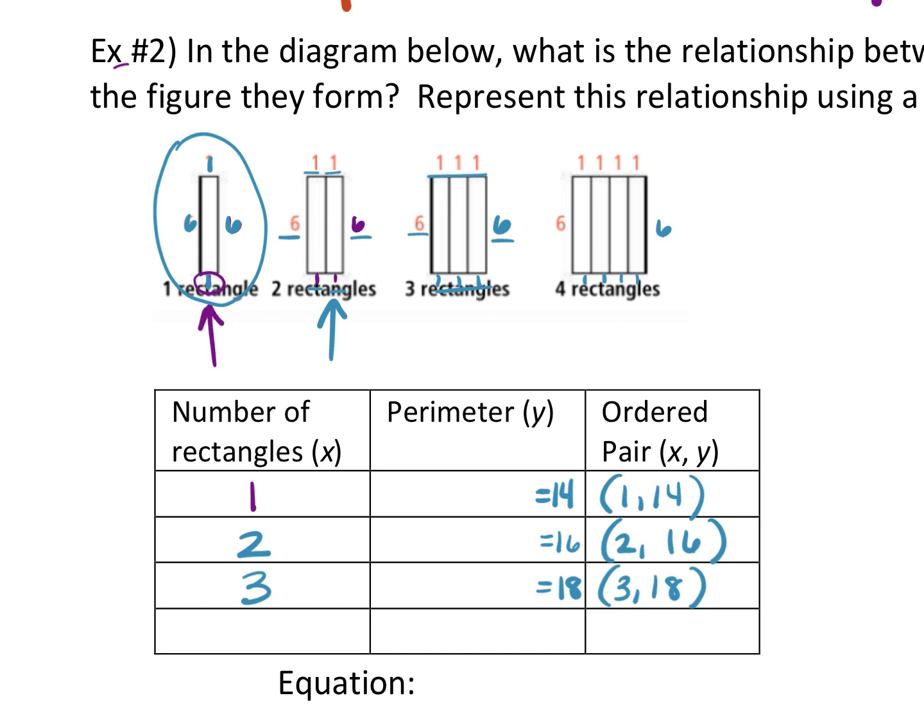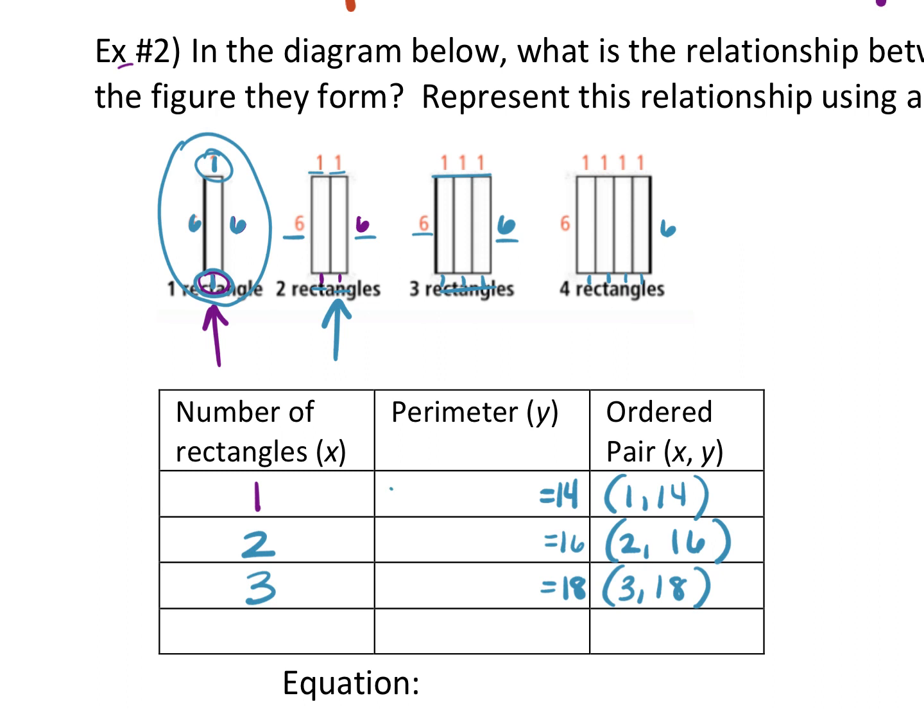Well, if you look here, I have 2 1s and I have 2 6s, right? For my second set, when there were 2 rectangles, I still have my 2 6s, right? But now I have 2 sides that are 2. 1, 2, 1, 2. So one side is 2, the other side is 2. In my third one, I have 2 sides that are 3, and I still have my 2 6s.